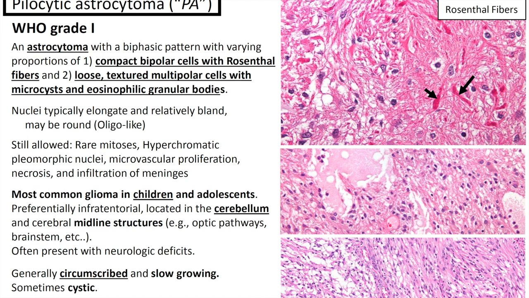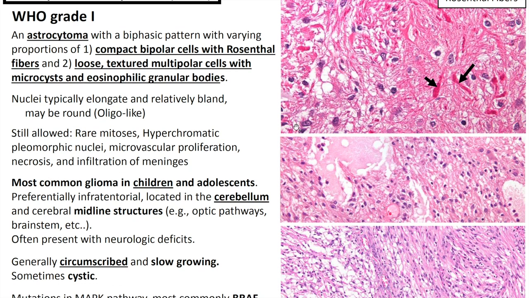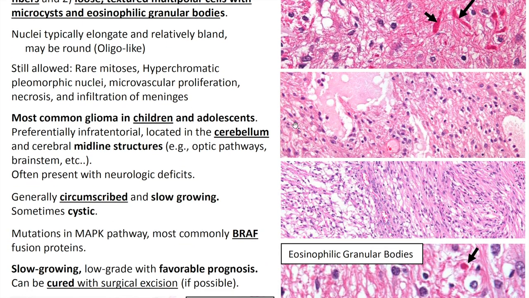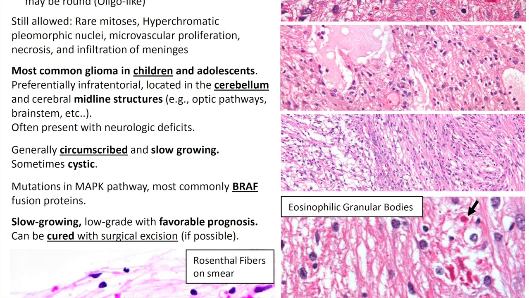The nuclei are typically elongated and relatively bland. They may be round or like that of an oligo. Still allowed, you can have rare mitoses, hyperchromatic pleomorphic nuclei, microvascular proliferation, necrosis, and infiltration of the meninges, and still be a pilocytic astrocytoma. It's the most common glioma in children and adolescents. Preferentially, it's infratentorial, located in the cerebellum and cerebral midline structures, such as the optic pathways or the brainstem, and they often present with neurologic deficits.